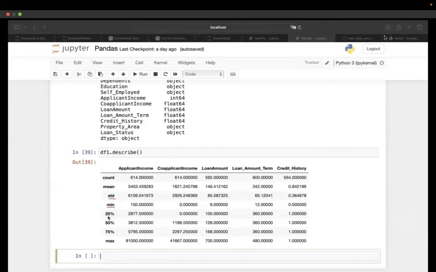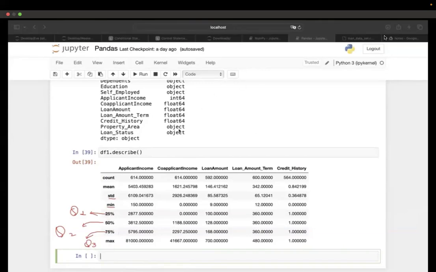Okay. What is 25% of the data set? It is quartile 1. What is 50%? It is quartile 2. What is 75%? It is quartile 3. Why we are talking about quartile 1, 2, 3, 4, we are going to learn that later. Don't worry. First, basically, we need to understand how it is calculated.